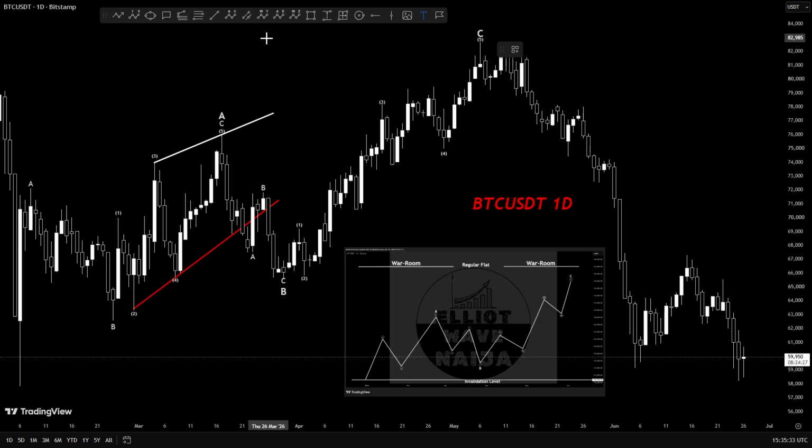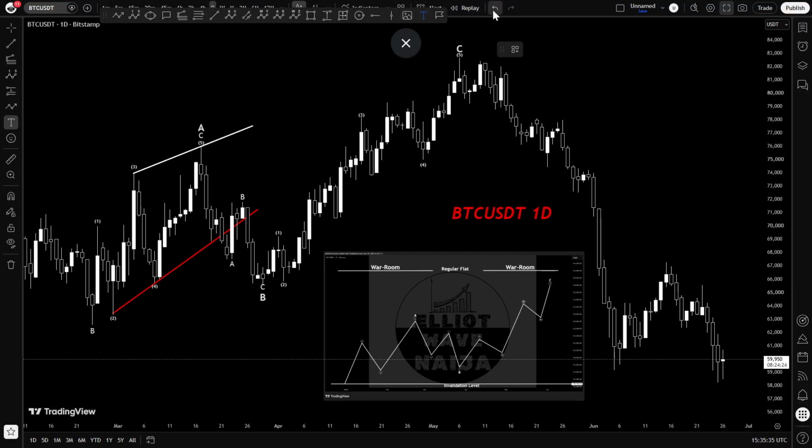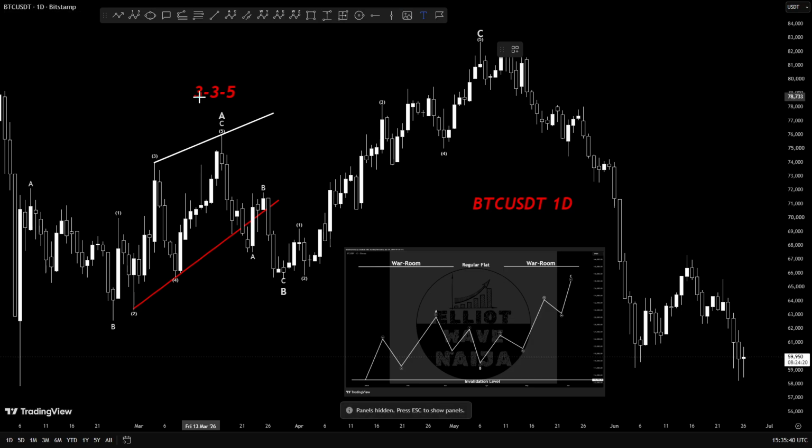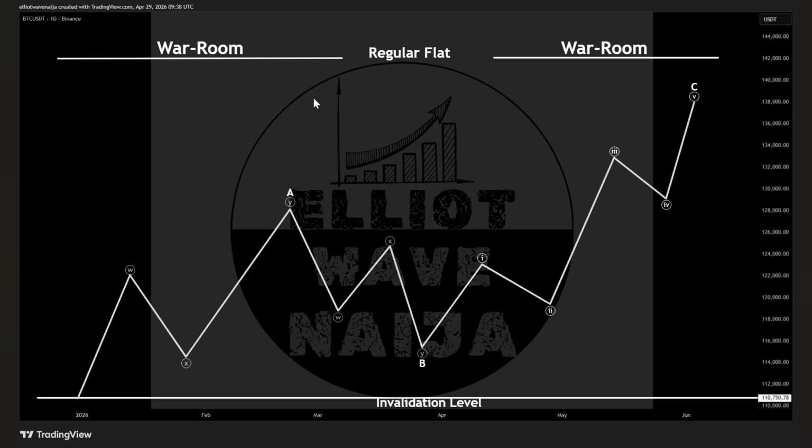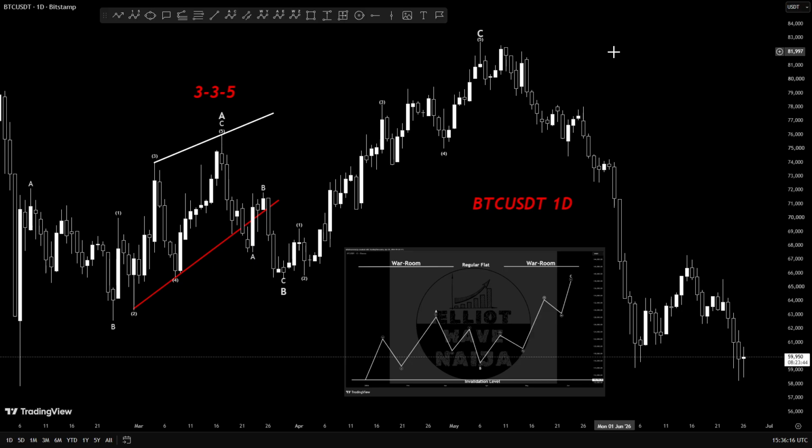I don't want to confuse us. It's better this way. It is 3 with A, 3 with B, 5 with C. Now look at the chart clearly. This is 3, 3, 5. When you look at it here, you have the same thing: 3, 3, 5. Okay, this is A, B, C.